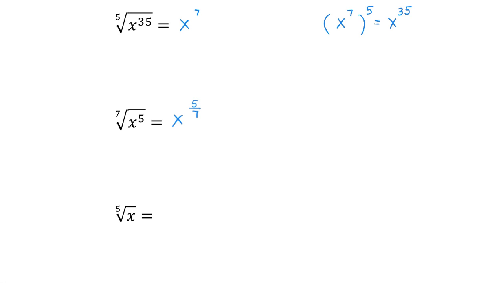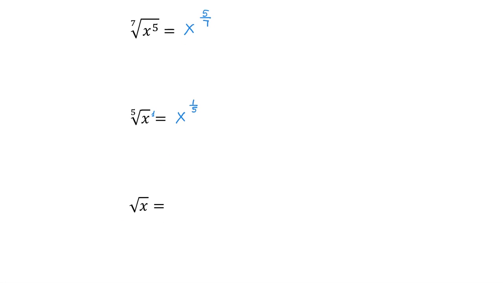In the next example, we are given fifth root of x. In this example, x has exponent 1 and the index is 5. When we write it in exponential form, we will have x to the power of 1 over 5. Again, as you see, we divided the exponent by the index. Here we have one more example, and this is square root of x. In this example, x has exponent 1 and the index is 2. Therefore, the exponential expression will be x to the power of 1 over 2.